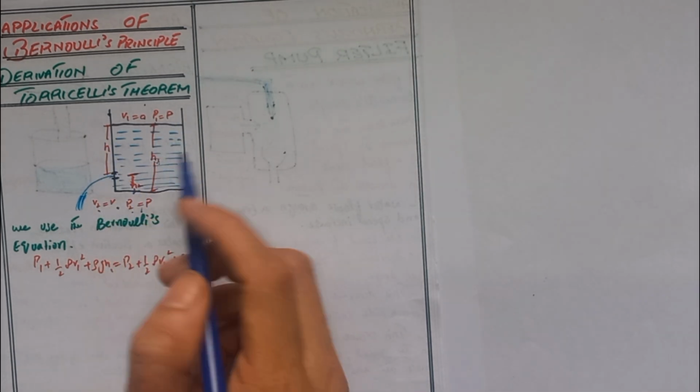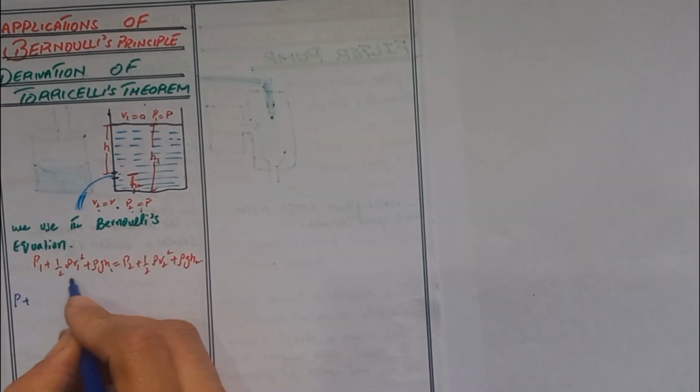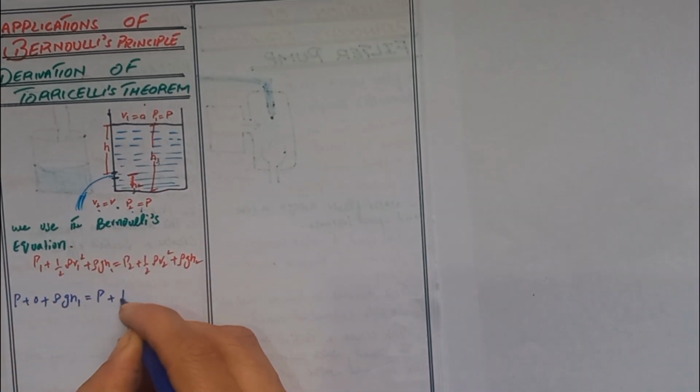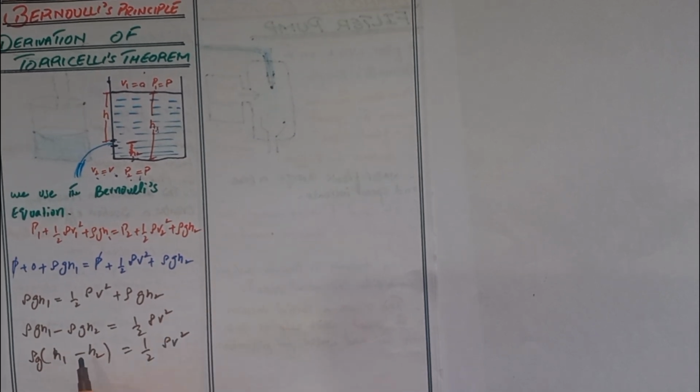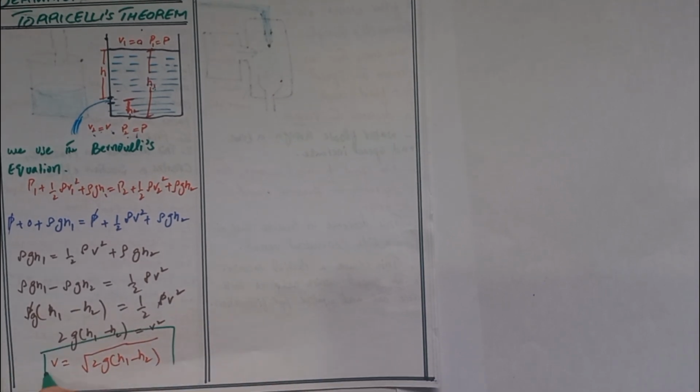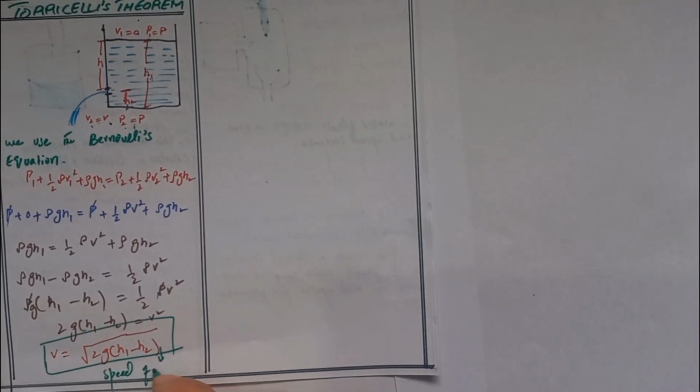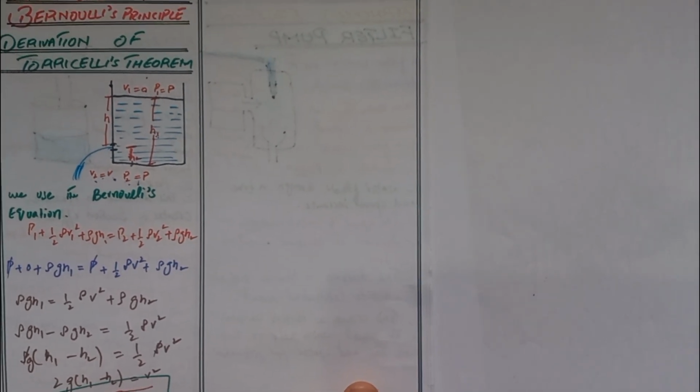Here we write P plus 0 plus rho g h1 is equal to P plus half rho v squared plus rho g h2. The pressure term cancels out, so rho g h1 is equal to half rho v squared plus rho g h2. Moving this quantity across, it becomes minus. Taking rho common, rho g (h1 minus h2) is equal to half rho v squared. The rho cancels out, so g (h1 minus h2) is equal to half v squared, and the final term is v equal to the square root of 2 g (h1 minus h2). That is the speed of efflux, calculated by the Bernoulli equation.